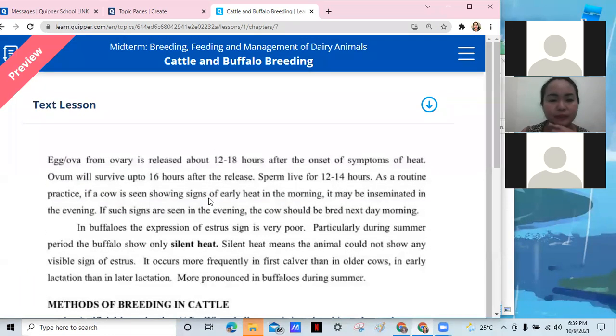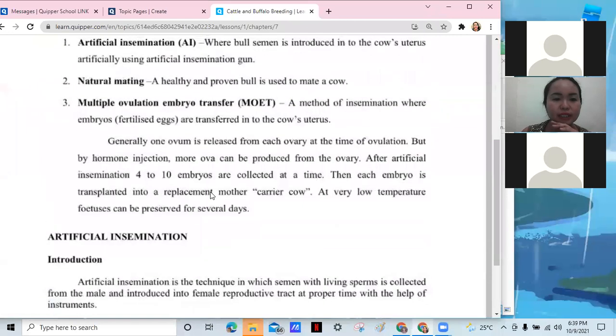So next reporter pala. So sa natural mating naman, it's also a healthy and proven bull is used to mate a cow. Yung kanang meron na talaga siyang very good na bull. And multiple ovulation embryo transfer, or MOET, is a method of insemination where embryos or fertilized eggs na i-transfer na lang sa uterus. So sa test tube siya or sa petri dish siya fertilized.